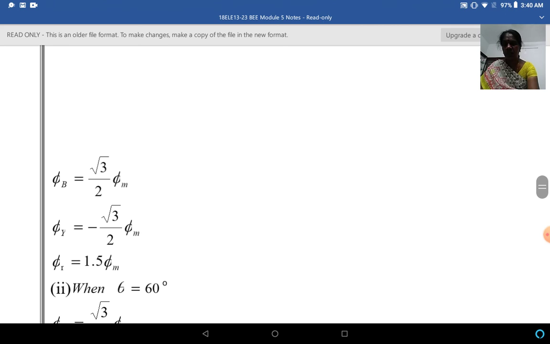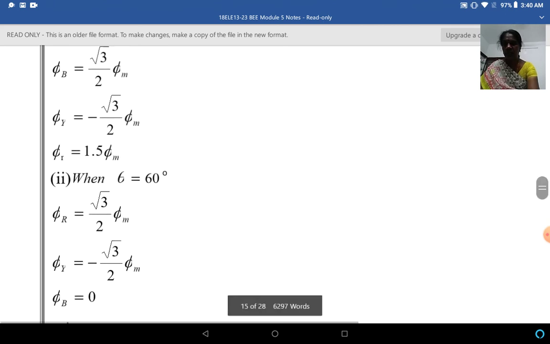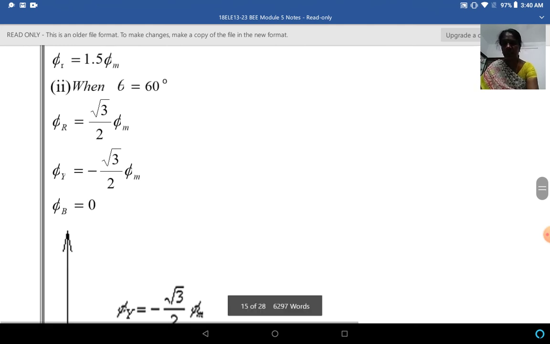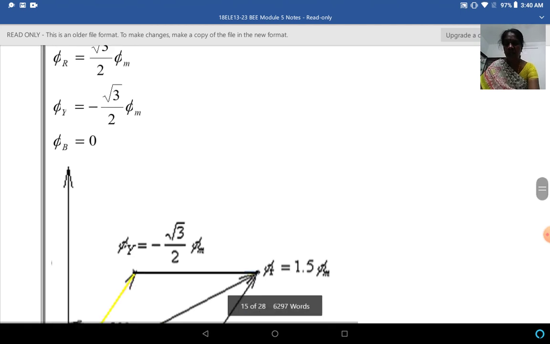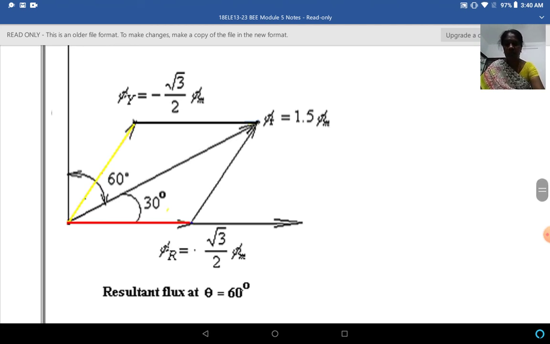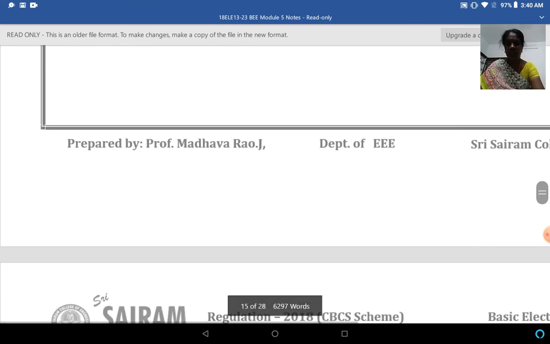Similarly, phi B, phi Y and the others can be calculated. When theta is equal to 60 degrees, phi R is equal to root 3 by 2 phi m, phi Y is equal to minus root 3 by 2 phi m, and similarly phi B is equal to 0. So the phasor diagram can be drawn accordingly. Phi t can be calculated as 1.5 phi m. This is the resultant flux at theta equal to 60 degrees.